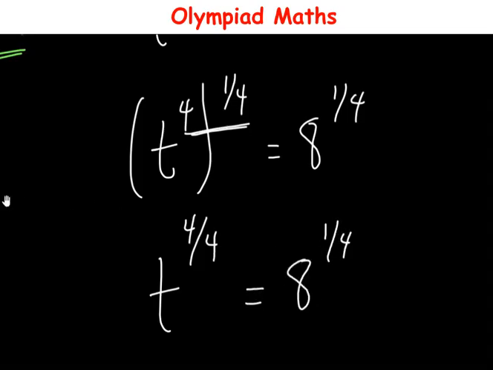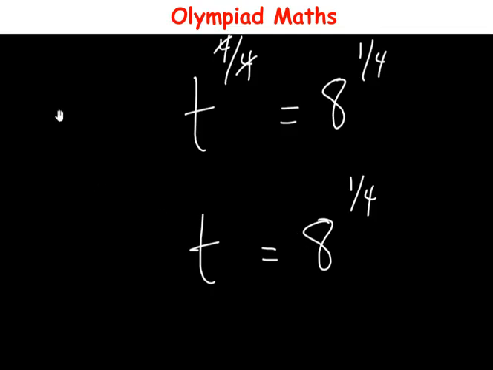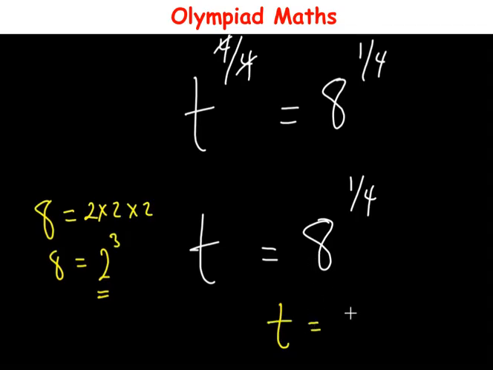So from here, 4 divided by 4, we have t is equal to 8 raised to power 1 over 4. From here, we can simplify this further. 8 is equal to 2 times 2, 4 times 2, and this is equal to 2 raised to power 3. So in place of 8, we bring in 2 raised to power 3, such that t is equal to, in brackets, 2 raised to power 3, then all raised to power 1 over 4.